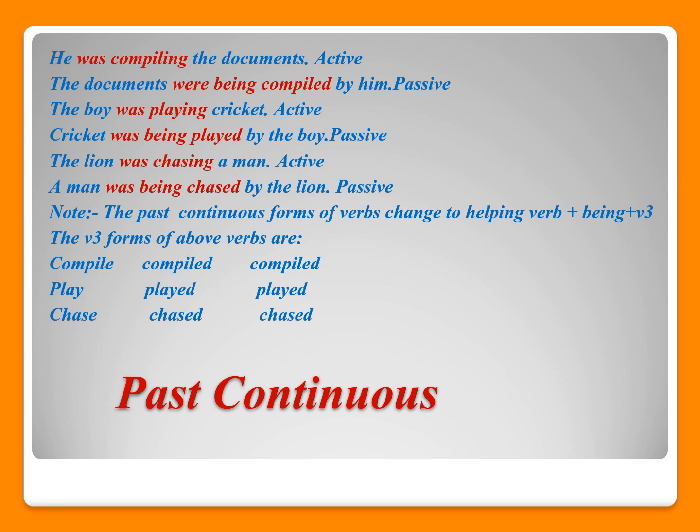The verb 3 form of above verbs are compile, compiled, compiled. This is a weak verb where the verb 2 form and verb 3 form remains the same. Play, played, played, chase, chased, chased.